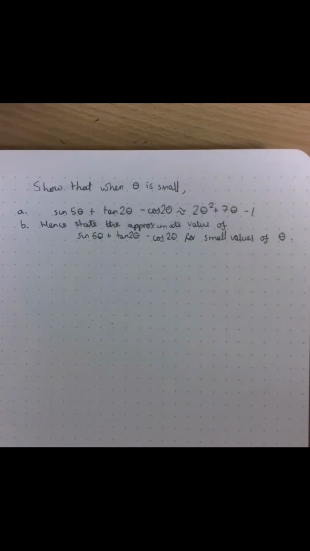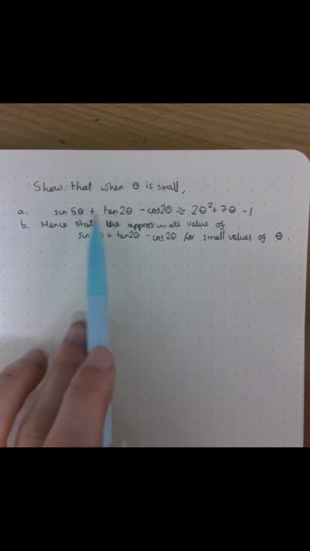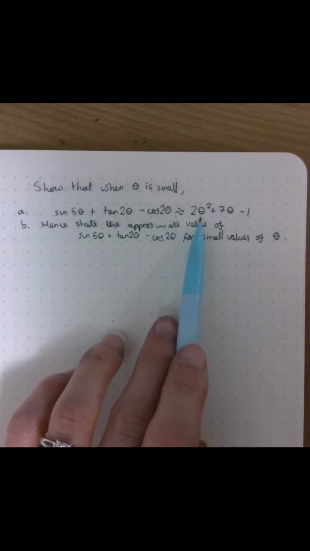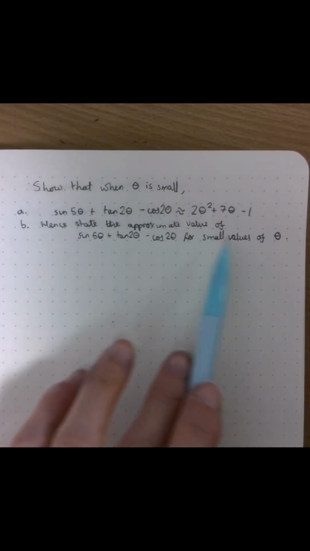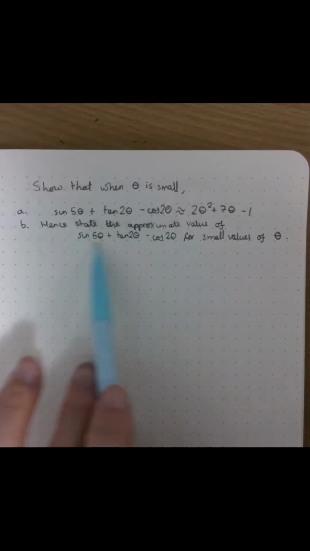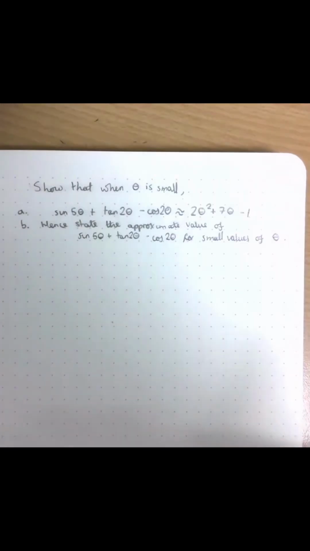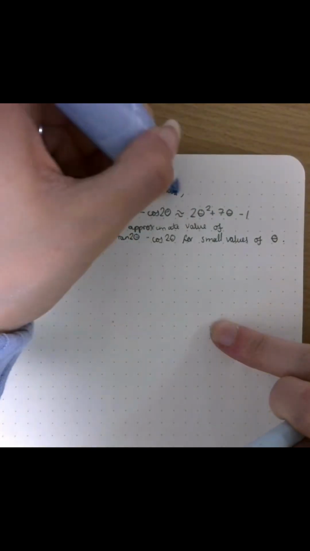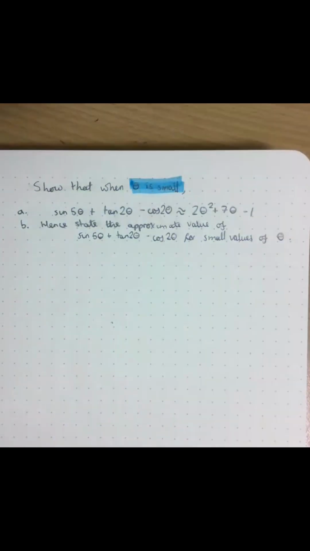So the next question is, show that when theta is small, part A, sine 5 theta plus tan 2 theta minus cos 2 theta roughly equals 2 theta squared plus 7 theta minus 1. And then it says, hence state the approximate value of sine 5 theta plus tan 2 theta minus cos 2 theta for small values of theta. So again, I know we're working with small angle approximations, but in an exam, that when theta is small is your indication I'm using the small angle approximations.